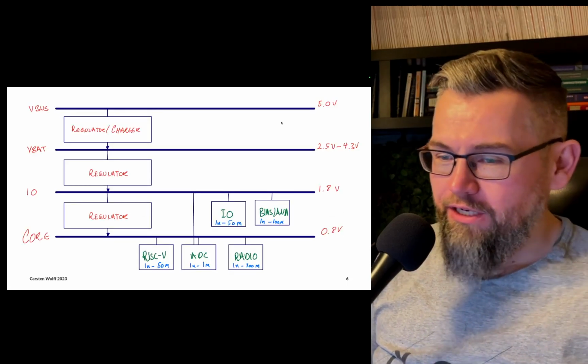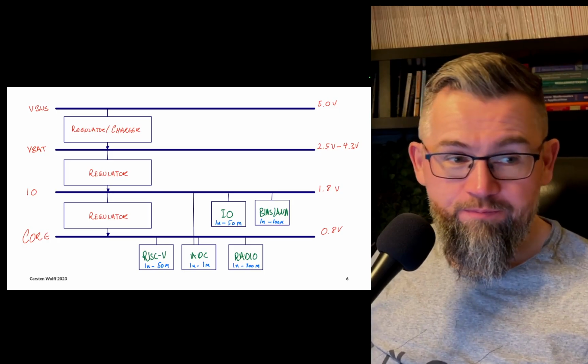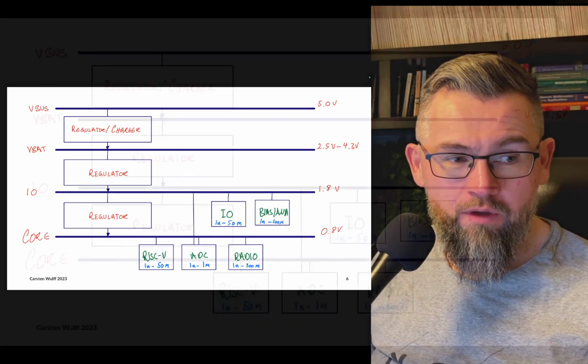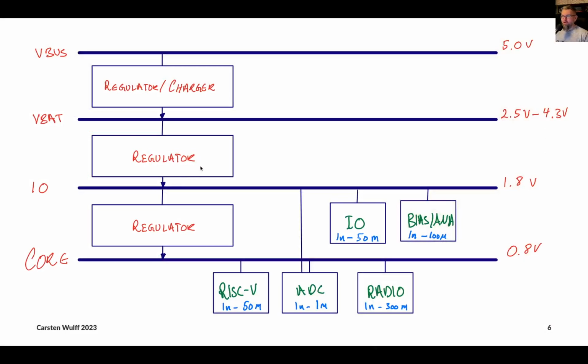So shown here now is a typical chip and the regulation system. So we have VBUS, that's USB, at the top, usually at 5 volts, and then inside the chip we might have a regulator or a charger that can both drop the voltage down to 4.3 volts and also charge the battery.